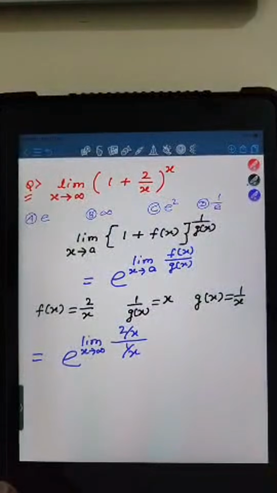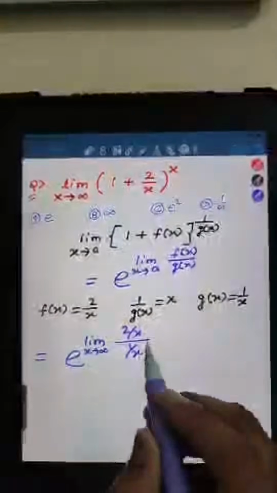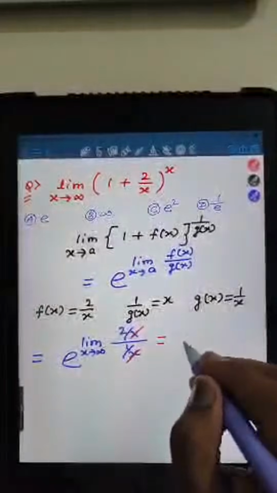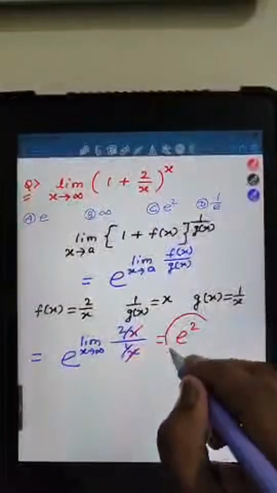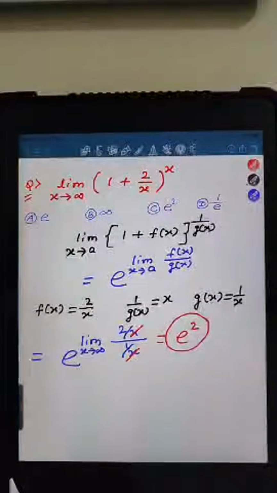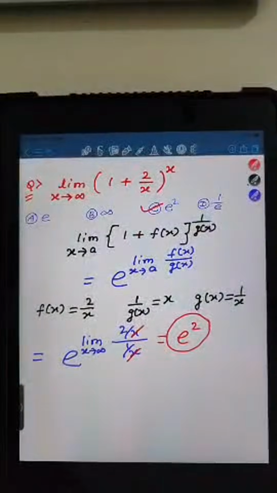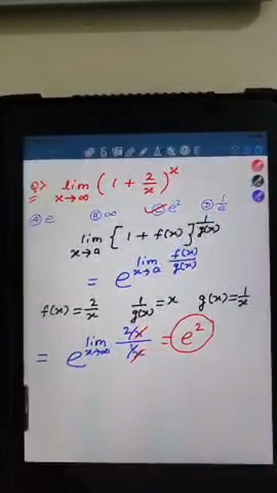Nutan Kumari is telling C. Yes, Nutan, you are correct. So you will find that this cancels out and you are left with e square. That will be the value of this particular limit. That is, option C is the correct one. Okay.